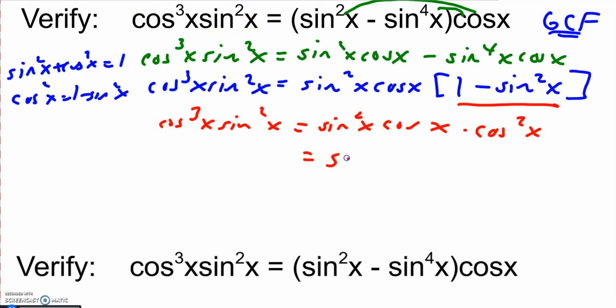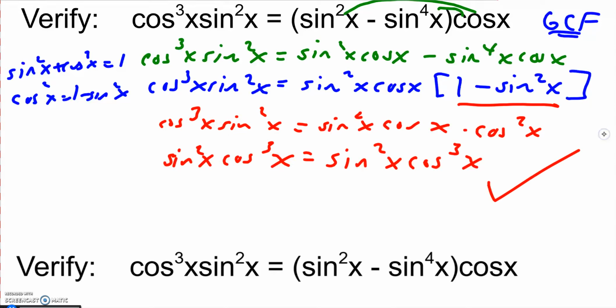Sine squared is alone, but cosine to the first times cosine is 3 cosines, or cosine to the third. And so now I have that sine squared times cosine to the third is equal to sine squared times cosine to the third x. You can switch the order of these because you're multiplying. Verified.